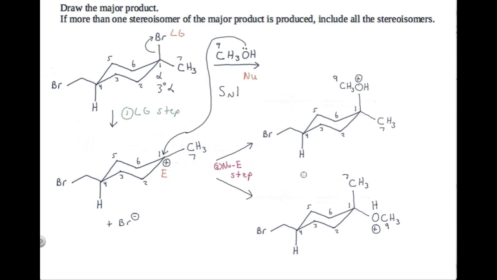One with retention of the original configuration and one with inversion of the original configuration. And here's how to show that for the chair cyclohexane picture. Most important, make sure that you put the positive charge on this oxygen. And now we need another step, an acid-base cleanup.